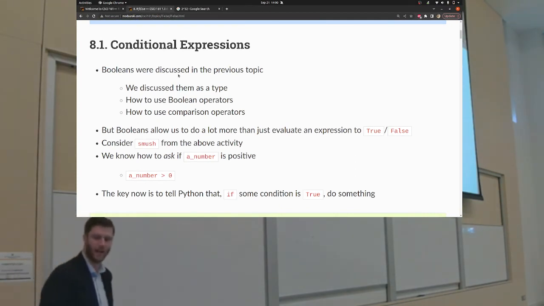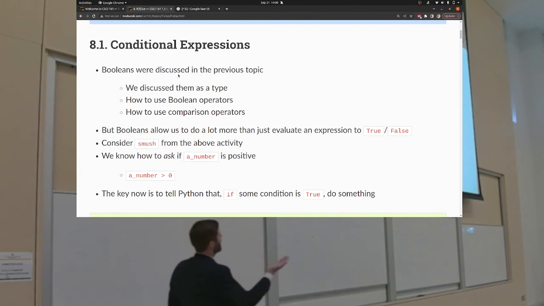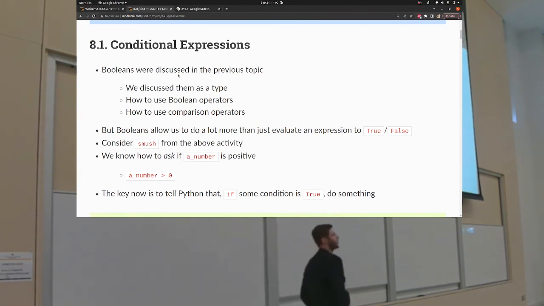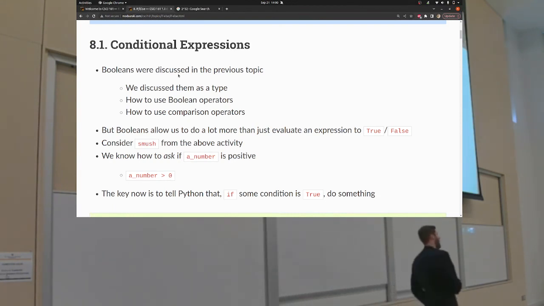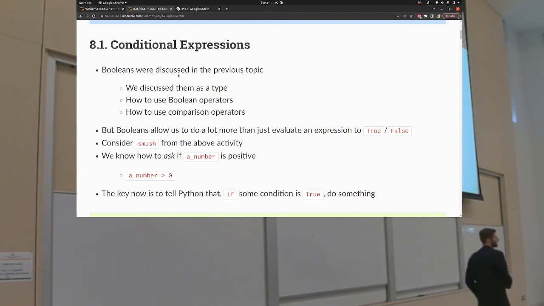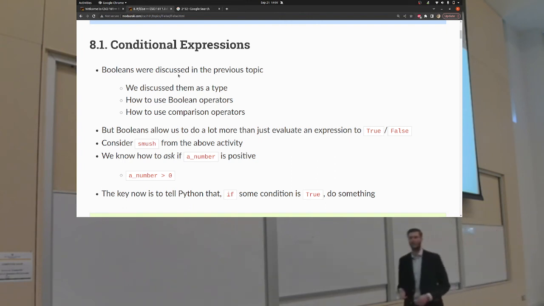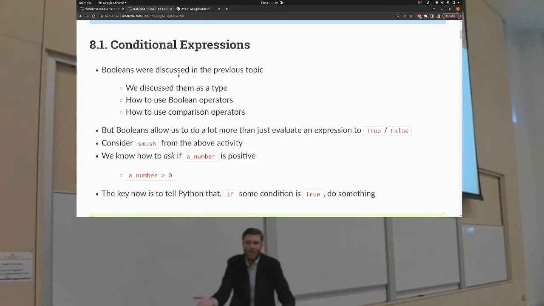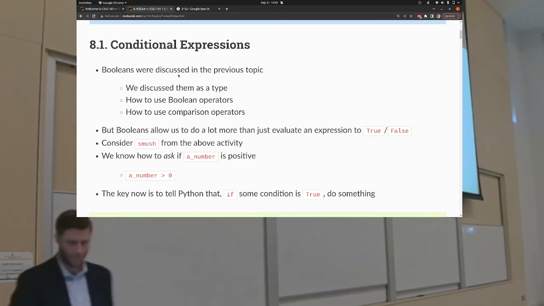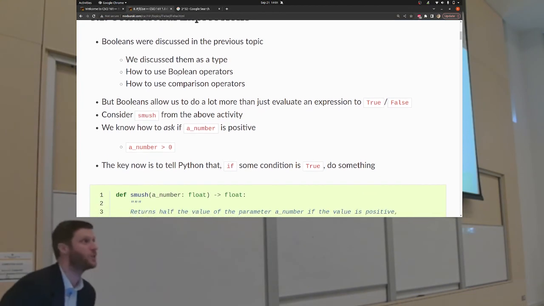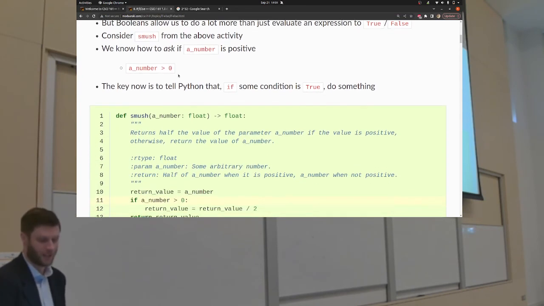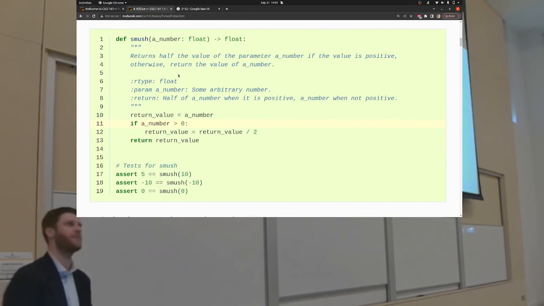So like I just said, we can check if a number is greater than 0. That's easy. If the number is greater than 0, we know it's positive. If it's not greater than 0, it's 0 or negative. But in our particular case, what do we do with 0? Do we just return the number, or do we return half of the number? Well, conveniently, half of 0 and 0 are equal, so it doesn't matter. So we can check if a number is positive or negative. But if I want to do something based on some condition, we need a new special type of statement called an if statement.